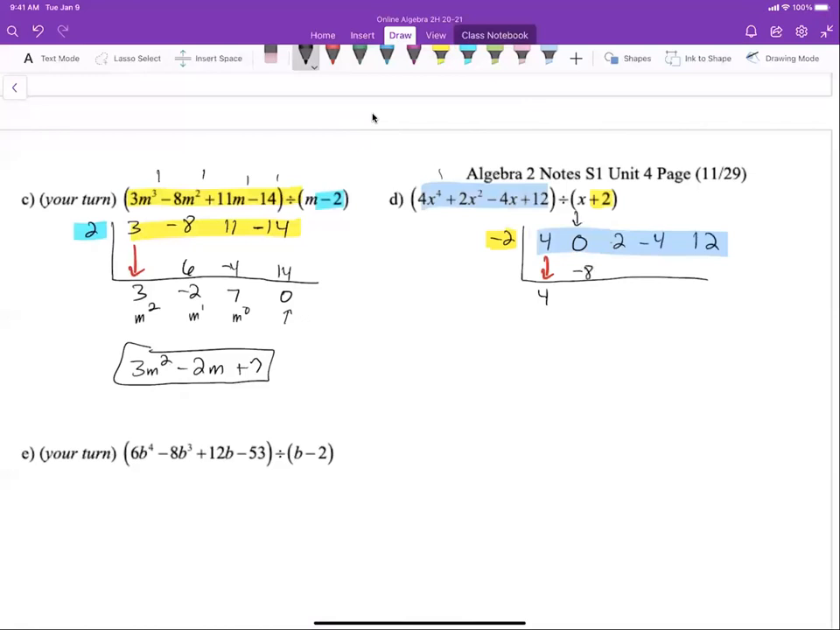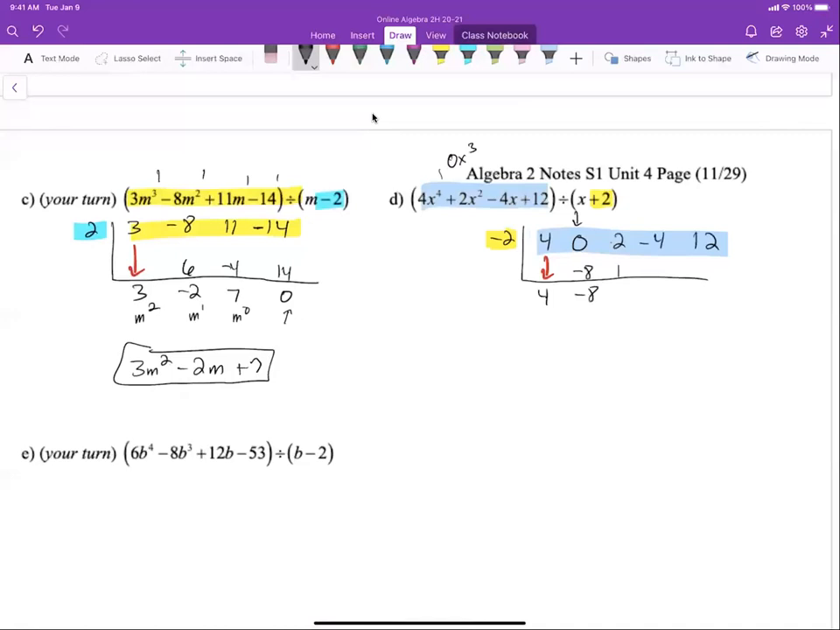Very important that you have a placeholder there for the x cubed. You will get it wrong if you do not have a placeholder for that. So essentially, we have 0 times x cubed. Okay, 0 plus -8 is -8.